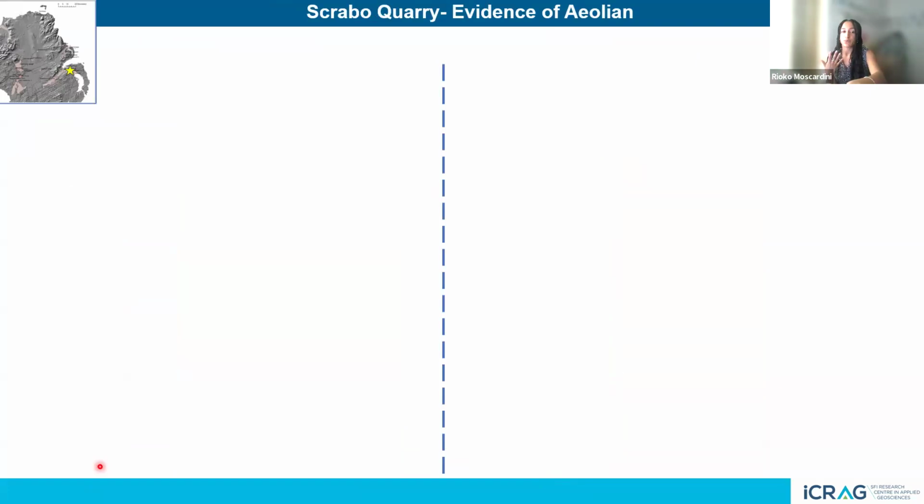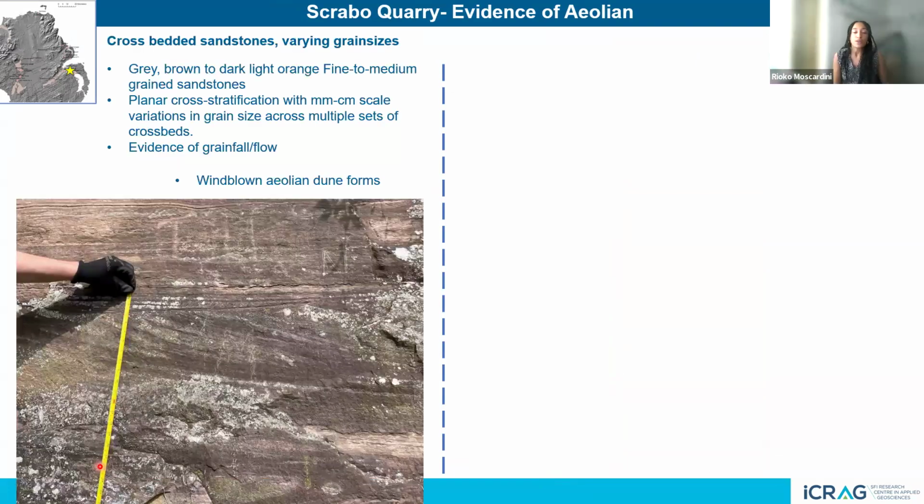Now we're going to move on to an example of aeolian deposits. As I mentioned before, the aeolian is the wind deposits, and we didn't see any of those in the Kilroot borehole, but we saw some at outcrop. This is at Scrabo Quarry, and here we saw evidence of wind-blown aeolian dune forms. If you imagine this little hump is a dune form, this is the sediment being cascaded over the top and falling over the side of the dune.